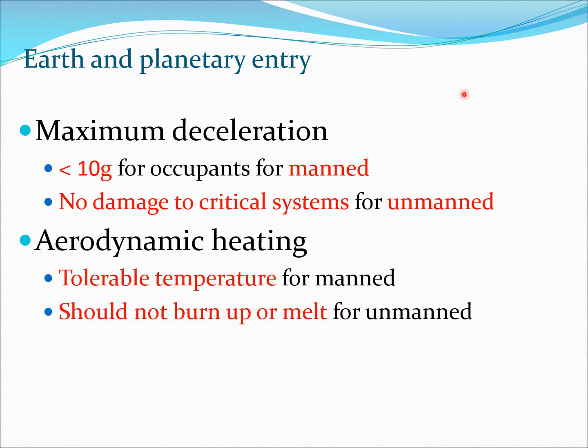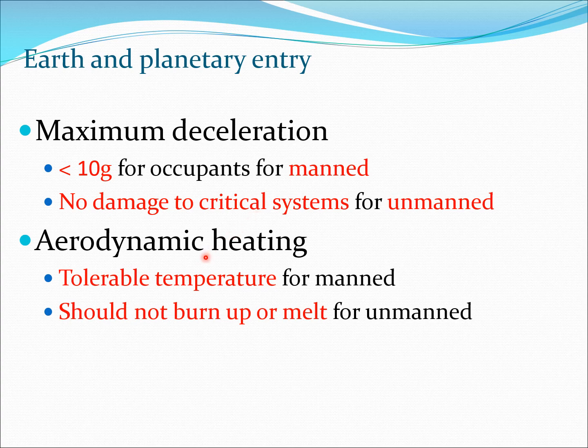So let us look at two basic things which take place whenever you are entering the Earth, or it could be even a different planet. But in case it's the Earth, you are going to have certain situations. You are going to have a lot of deceleration taking place, and also there is going to be aerodynamic heating. Now, as far as maximum deceleration is concerned, it should be less than 10 G for the people in the manned vehicle, and in case you have an unmanned vehicle there should be no damage to any critical systems because the deceleration is too high.